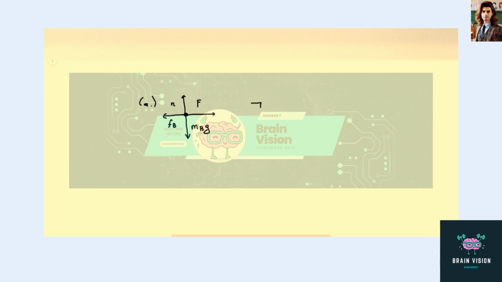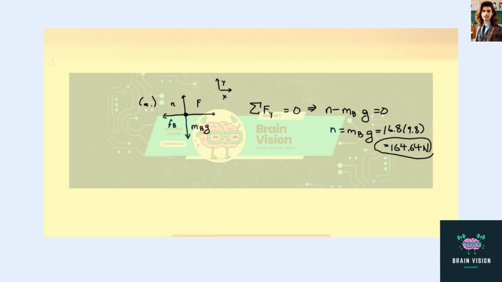Now, applying Newton's second law in the y direction gives us 0 since there's no acceleration in the y direction. This implies that the normal force minus the mass of the box times gravity is equal to 0. I have a minus sign here because it's going in the downward direction, which is the negative y direction. This means the normal force is equal to the mass of the box times g, which is equal to 16.8 times 9.8, which is equal to 164.64 newtons. Now that's not the answer yet, but that is an important piece of information.